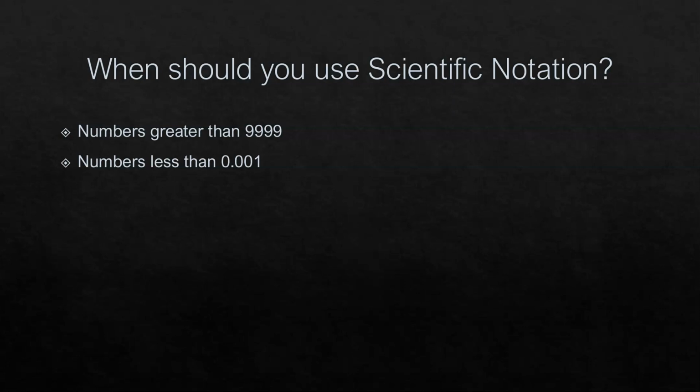Now, technically, you could always use scientific notation. You can express any number in scientific notation if you want to. It's just that when we're talking about something like 25, there's no reason to put that in scientific notation because it's easier to write 25 than 2.5 times 10 to the 1. So we use scientific notation for really big numbers, 10,000 or more, and really small numbers, less than 1/1000th.